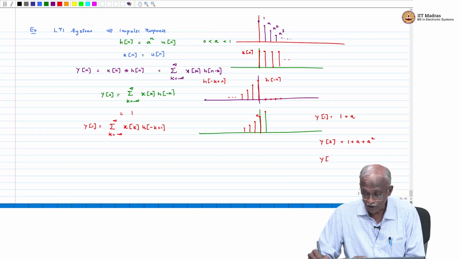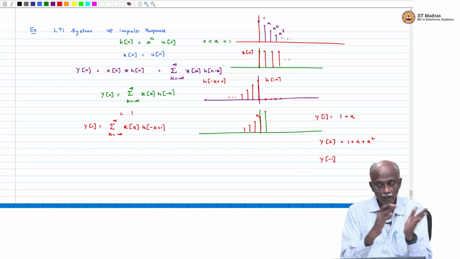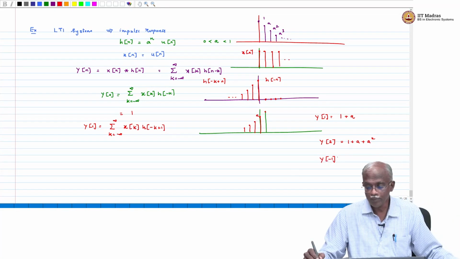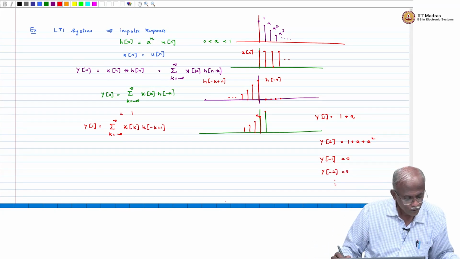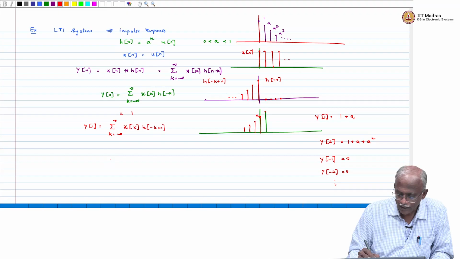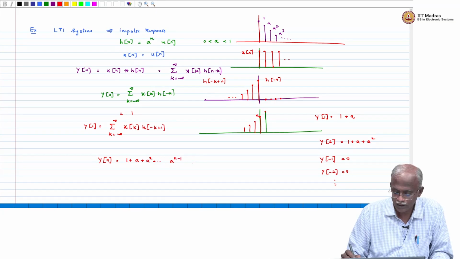Shifted in the other direction, y of minus 1, there will be no overlap between the two, that will be 0, y of minus 2 equal to 0. Okay. So you can write down the following, that the output of this convolution can be written as 1 plus a plus a squared all the way to a power n, u of n.